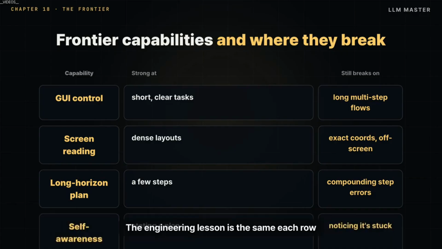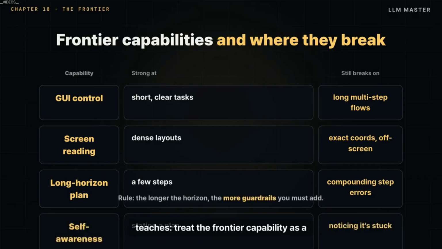The engineering lesson is the same each row teaches. Treat the frontier capability as a strong assistant that needs guardrails, checkpoints, confirmations before destructive actions, and a human in the loop for anything that matters, not as an autonomous worker you can walk away from.